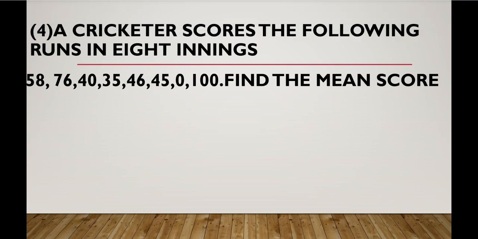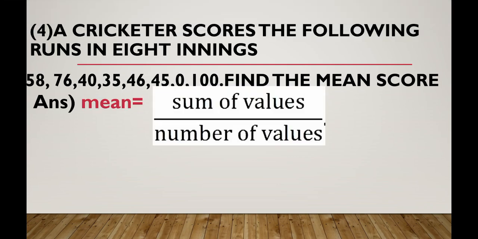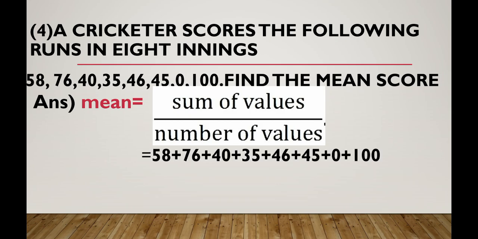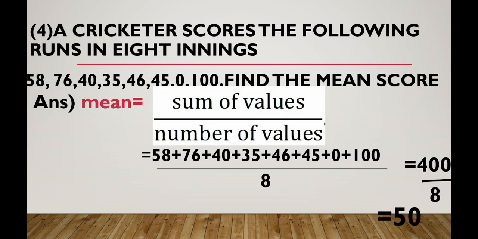How will you find the mean score? Again, mean is equal to sum of values by number of values. Sum of values. I told you before, what is sum? Sum means you have to add all the values. So it is, see, 58 plus 76 plus 40 plus all the numbers you have to add. Then you have to divide by number of values. How many values are there? I told you 8 values are there. So you have to divide by 8. So it is 400 divided by 8. What is 400 divided by 8? The answer is 50. Okay.